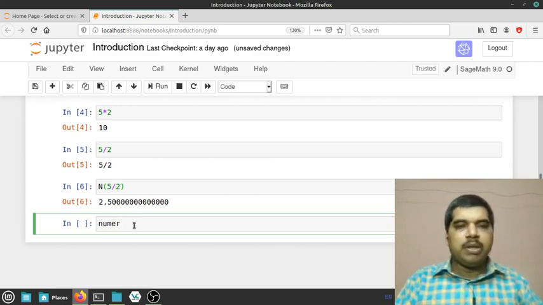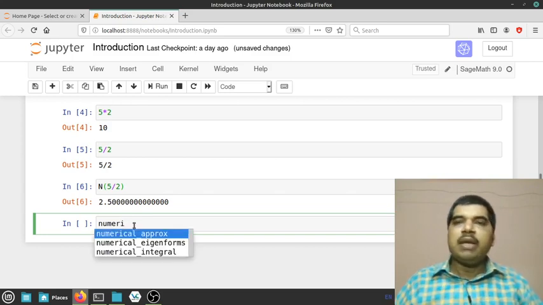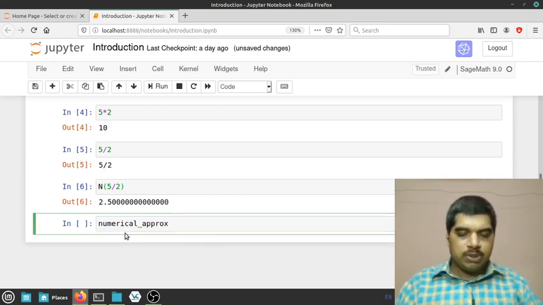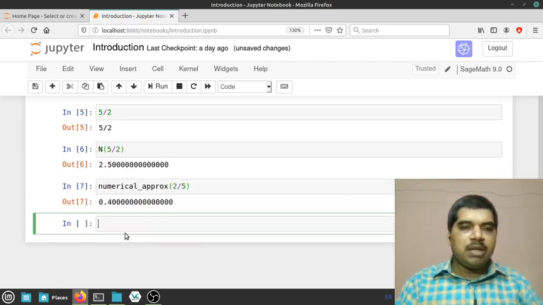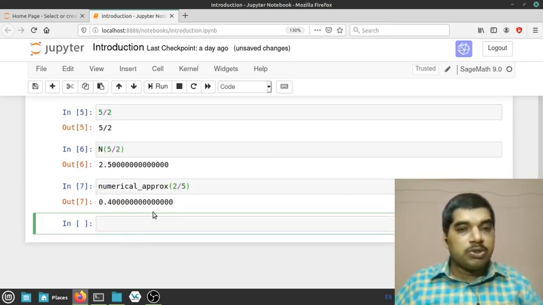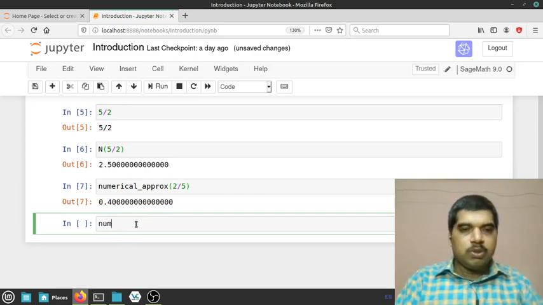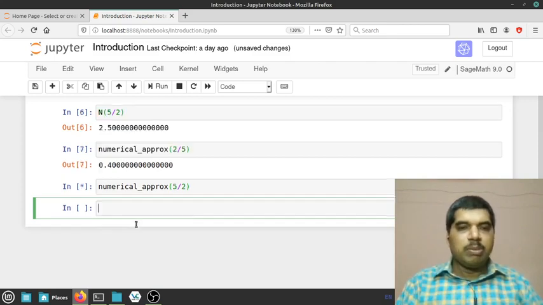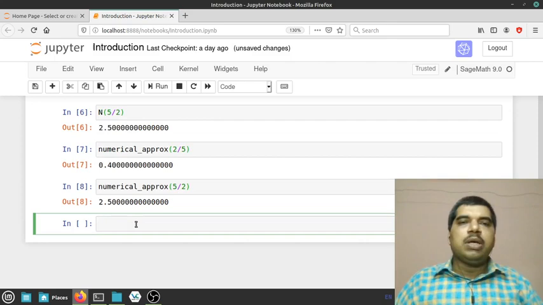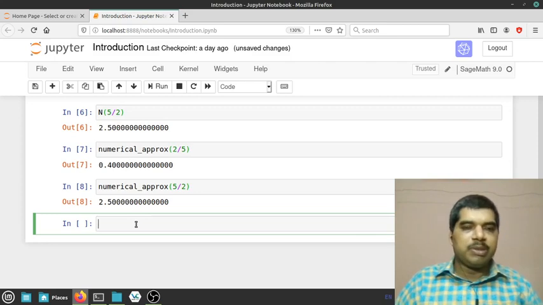If I type numeri and press the tab key, then I will see all the commands in SageMath that start with numeri, and I am choosing numerical_approx. Then I am typing the same 5 by 2. Oh sorry, instead of 5 by 2 I typed 2 by 5. With 5 by 2, I am getting 2.5 exactly. So this n of is a way to get the decimal representation of any rational number.